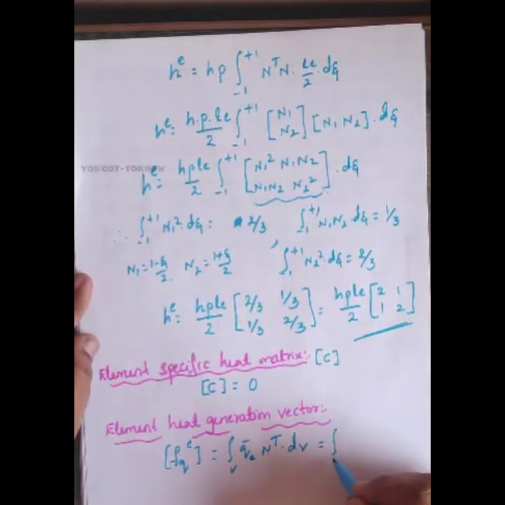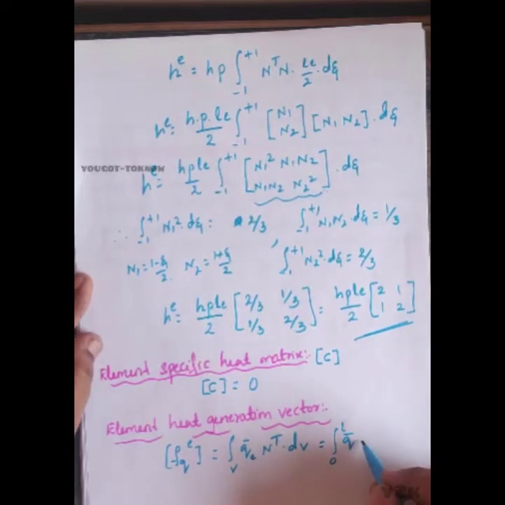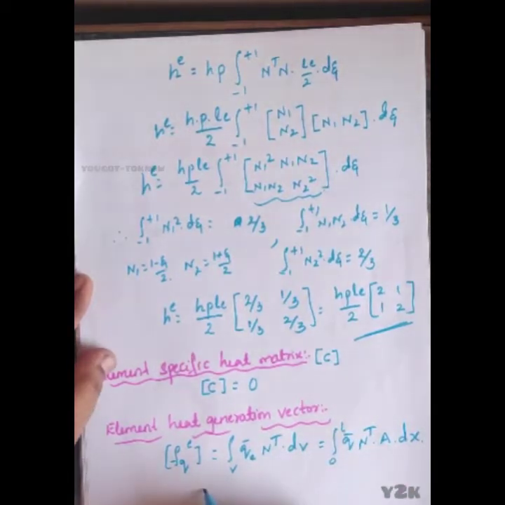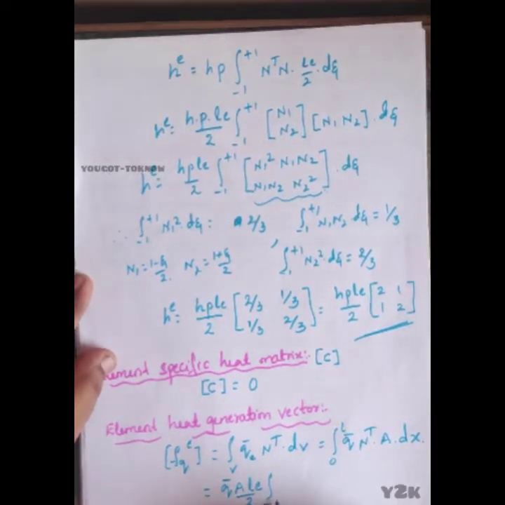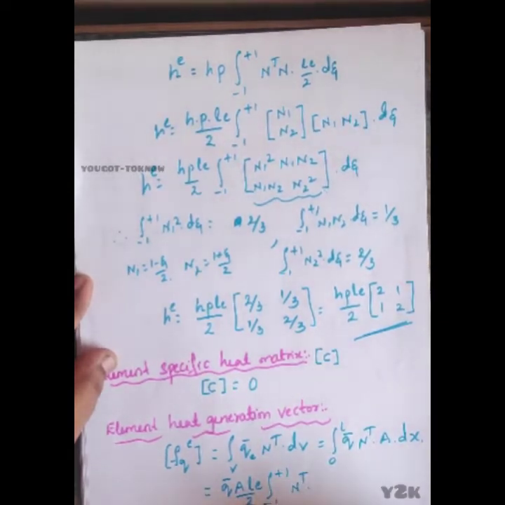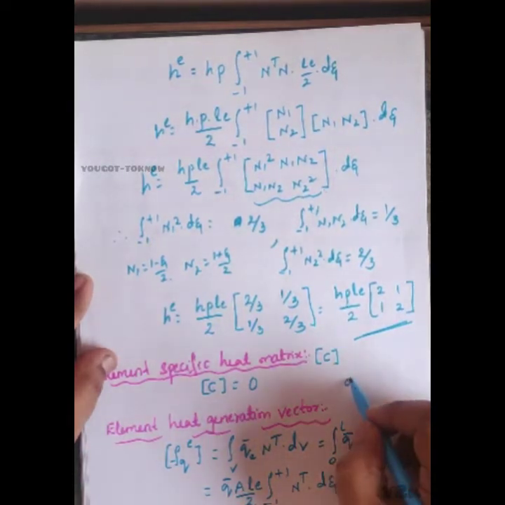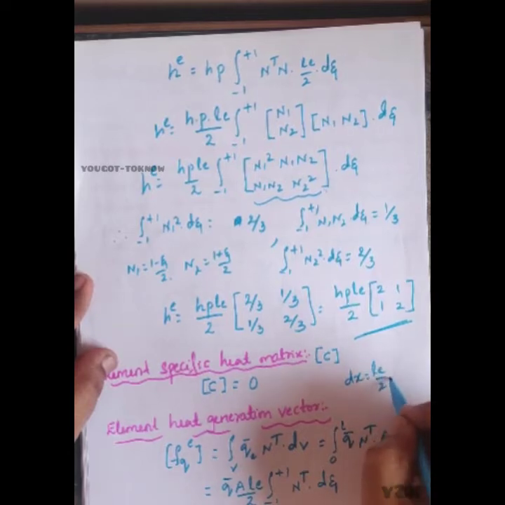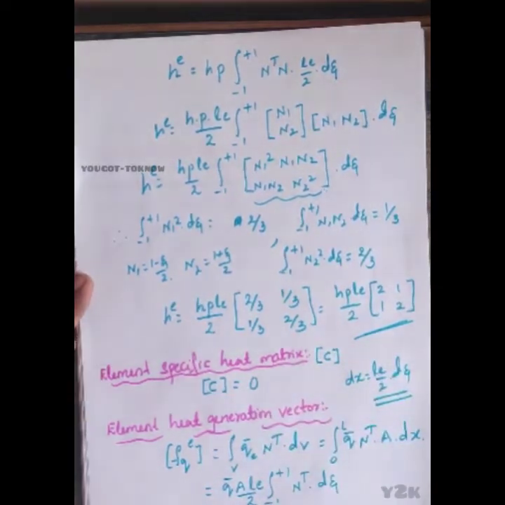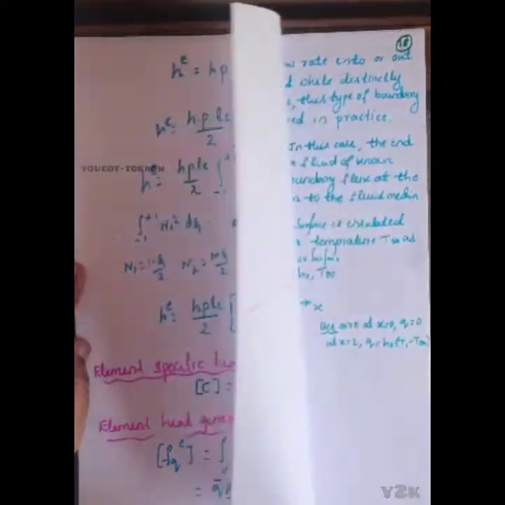Now this can be done from 0 to L. Q bar, you can keep it as it is. N transpose, keep it as it is. This I will make into A into dx, or I can convert it like this: Q bar A into L_e by 2. You know why L_e by 2? I am converting to -1 to +1, N transpose into d zeta. That means dx equals L_e by 2 into d zeta. Already proved this, so many times we have done this. Because of that I am skipping it.